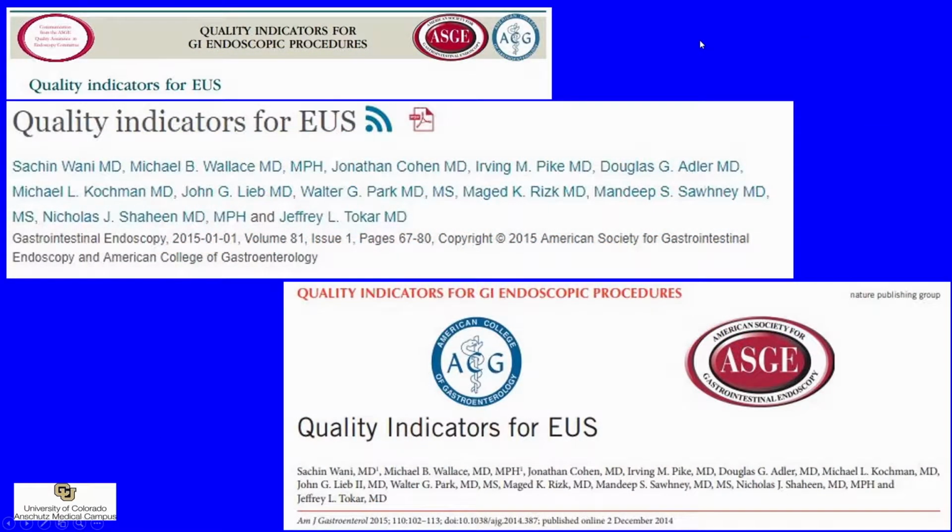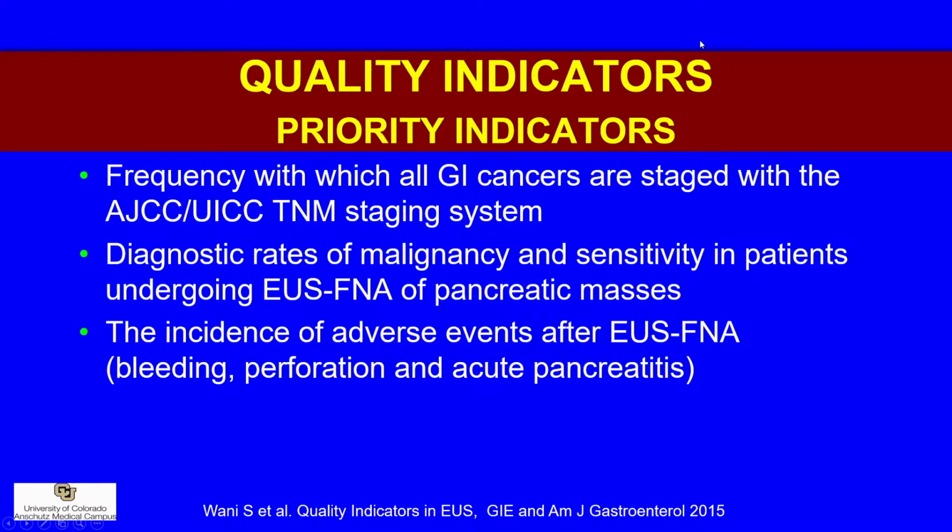I will spend a couple of minutes, at least for the endosonographers in the audience, to recognize that the ASGE and ACG have established quality indicators for endoscopic ultrasound. These are indicators that you should be aware of, and your practice should meet these established benchmarks. I'll just highlight the three main priority quality indicators for endoscopic ultrasound.